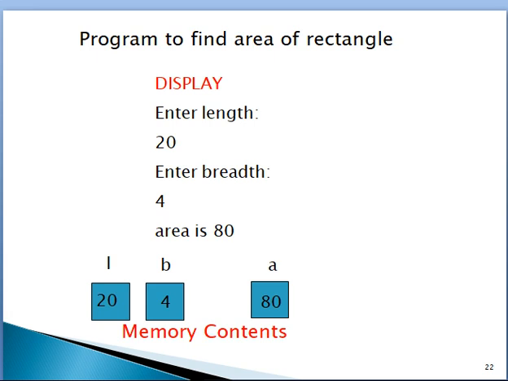Here in this picture you observe this is the flow of execution. Enter the length, after entering it asks the breadth. After that it displays the result value. The variables: l stores 20, b stores 4 and a stores 80 in the memory.